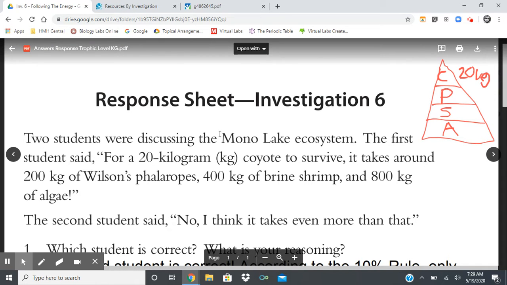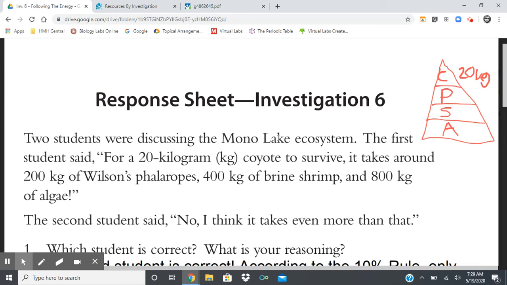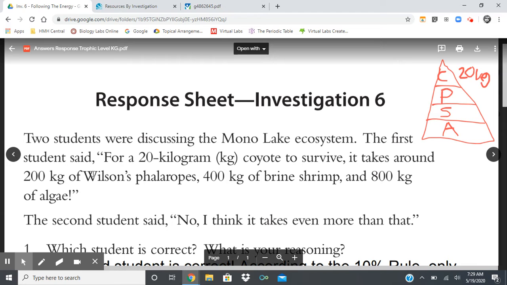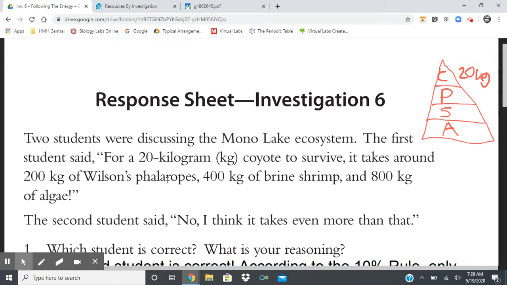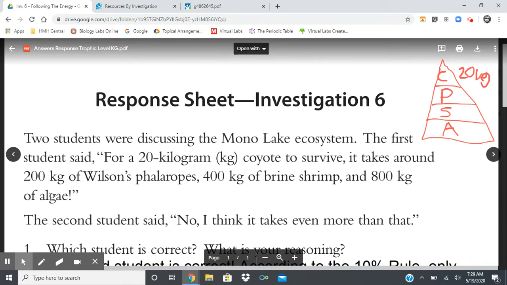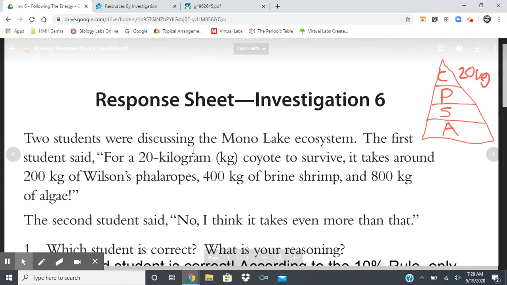So remember, if we go back to our Mono Lake ecosystem and keep in mind our food webs, the coyotes end up eating this bird, the Wilson's phalaropes, which in turn in our food web eat brine shrimp. And then the brine shrimp end up eating our producers, the algae. So we've got a little food web, little food chain going there.